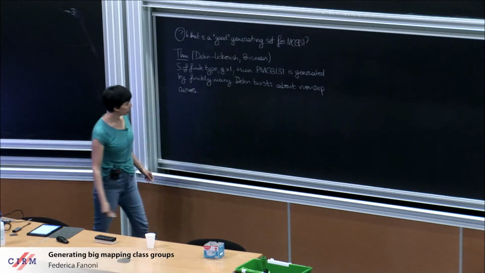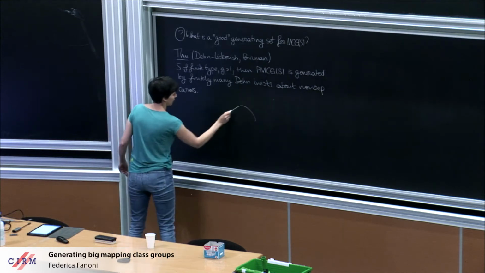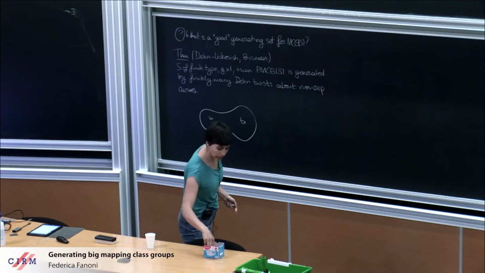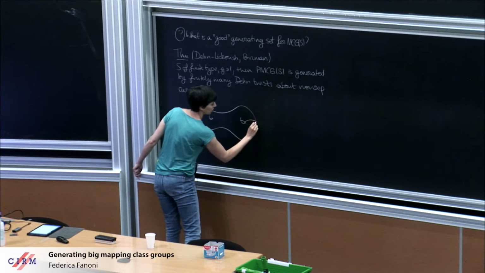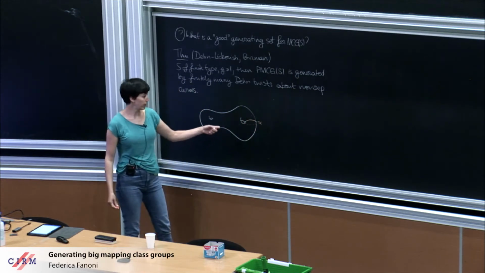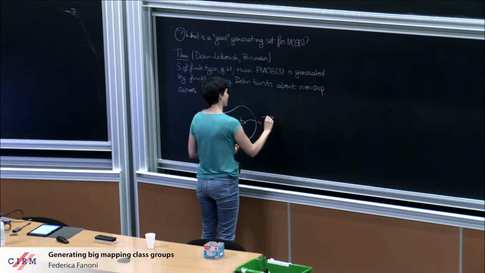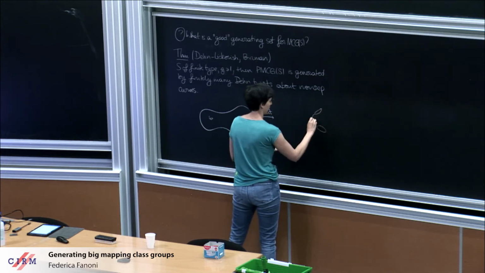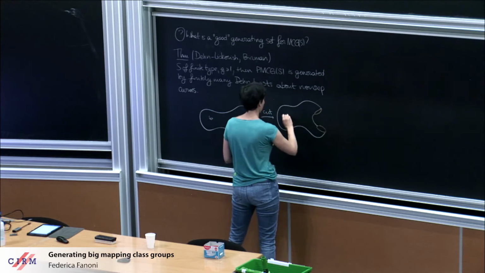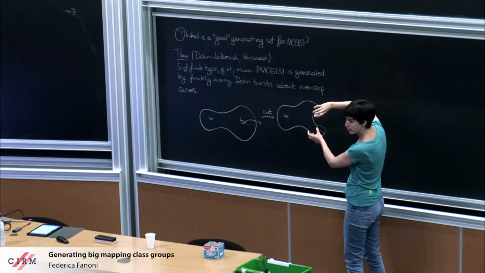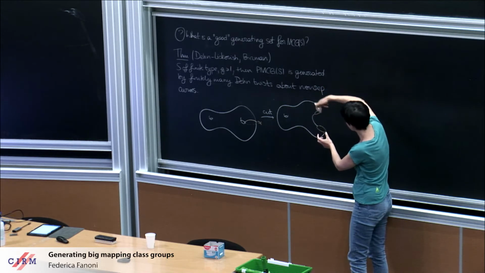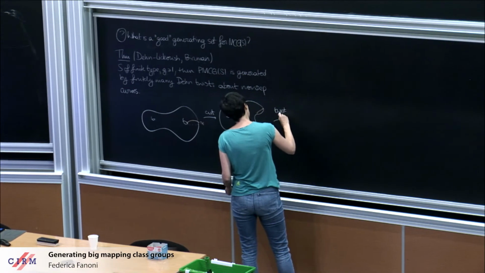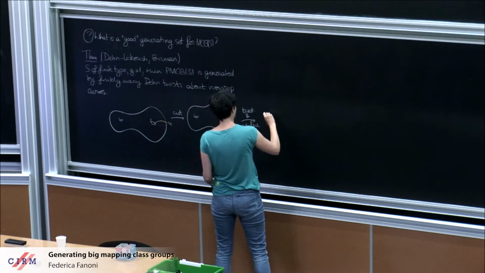We've already seen Dehn twists, but let me remind you what these are. I have my surface. I pick, in this case, a non-separating curve, for instance this one. One way of seeing what a Dehn twist is: I cut along this, then I do a twist here, so I rotate this 360 degrees, and then I glue back.